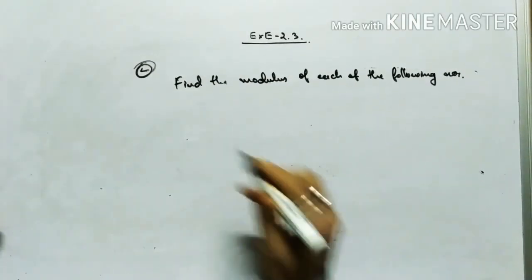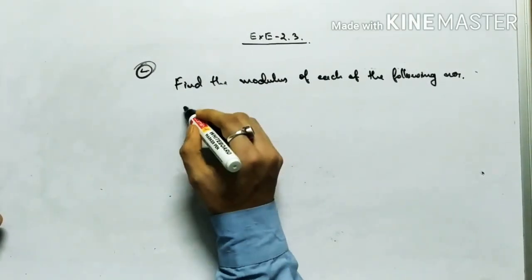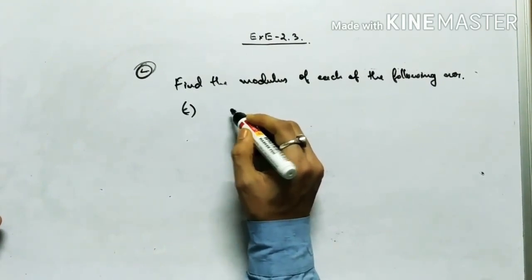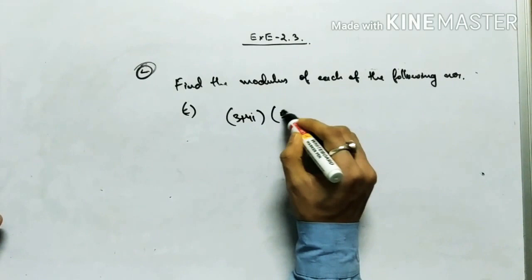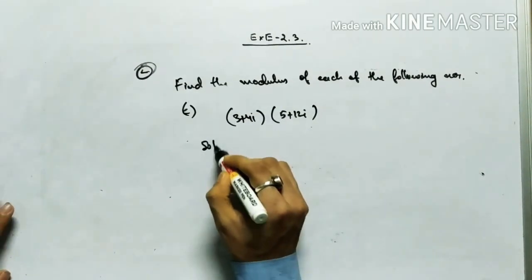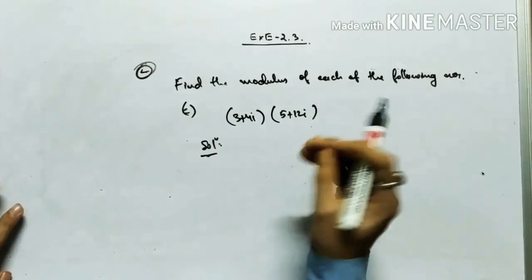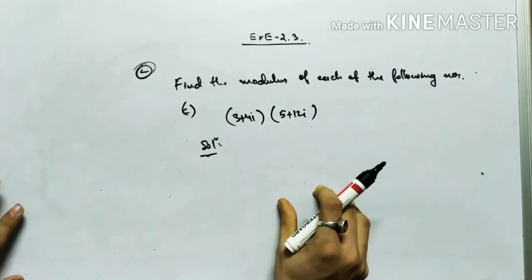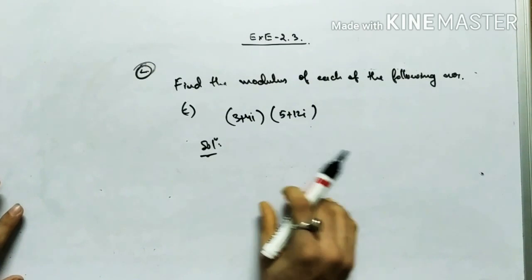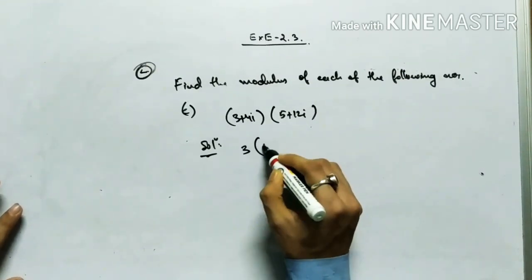Next, number B, you try to do by yourself. I am doing number C here. This is 3 plus 4i over 5 plus 12i. First of all, I will solve it a little bit and bring it into the form a plus ib, and then I will say z is equal to. So first of all, let me solve it.